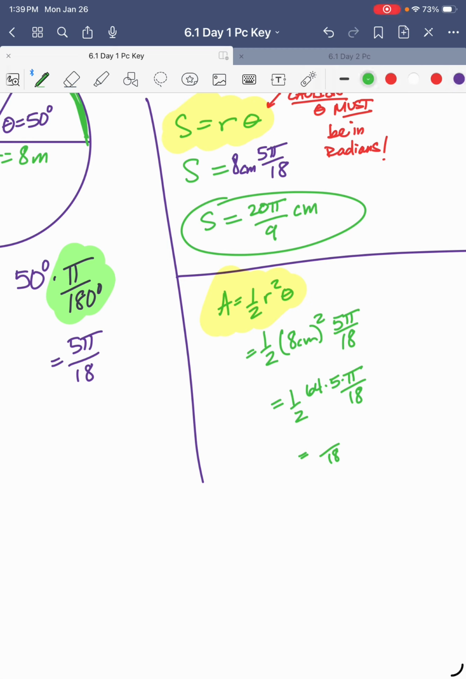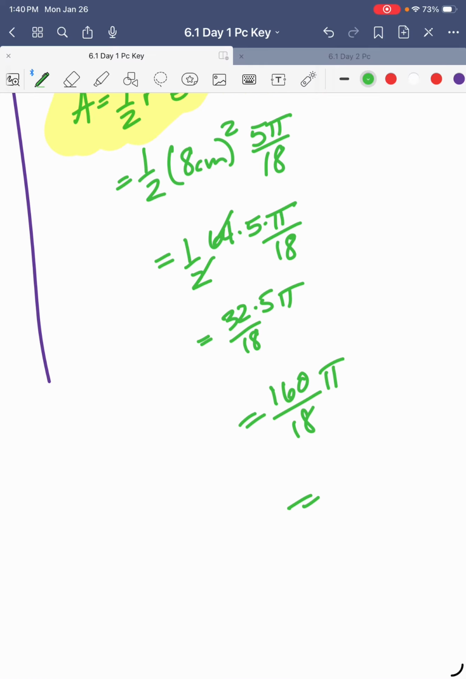So be careful there. So this is going to end up being, when these cancel out, 32 times 5 pi over 18. That's going to be 160 over 18 pi, yes. Let's take a 3 out of both those. 160 is not going to be divisible by 3, because when you add the digits, what you get is not divisible by 3. They're both divisible by 2, so that's just 80 over 9 pi centimeters squared. Yep.